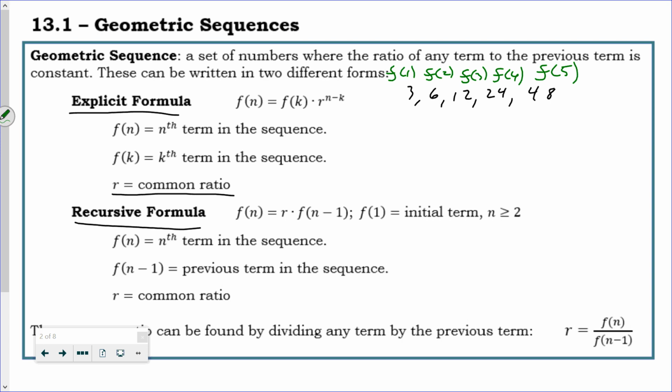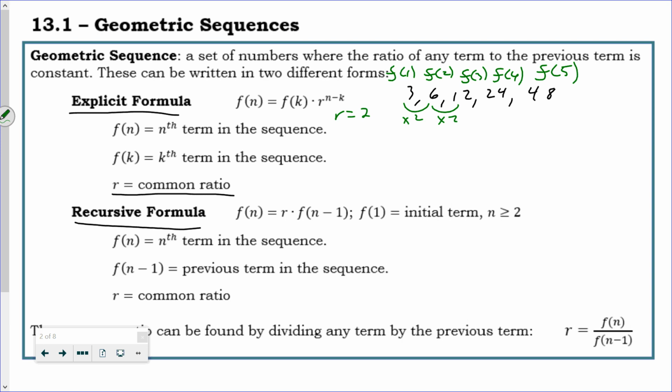And the explicit formula is f of n equals f of k times r to the n minus k. What that's saying is that f of n is the nth term in the sequence. F of k can be any term in the sequence. It doesn't matter which one. And r is the common ratio, or how you're going from one number to the next. So we saw that we multiply by 2 each time to get to the next number. That tells me that r is 2. That's your common ratio. And this f of k can be any number you want in the sequence.